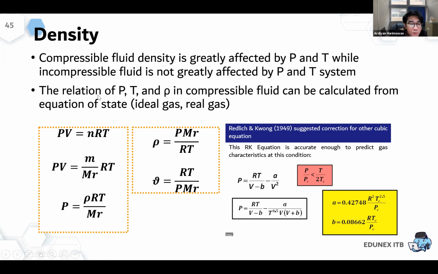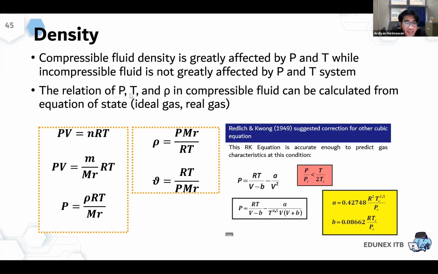Then how to correlate density with pressure and temperature for the compressible fluid? We use the equation of state. Have you learned about the equation of state in thermodynamics class? Not yet? Cherry? Yes, sir. Have you studied about equation of state in thermodynamics class? Not yet, I think.